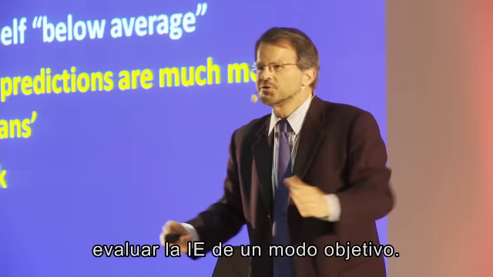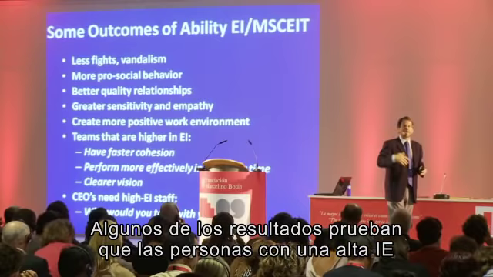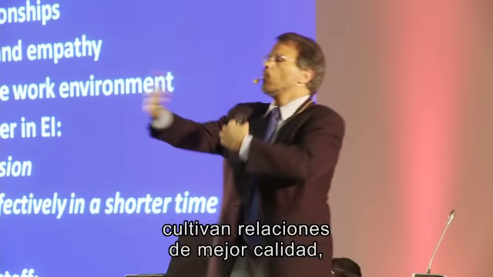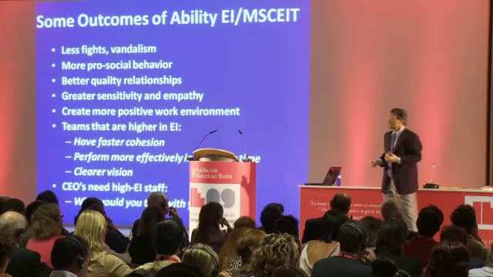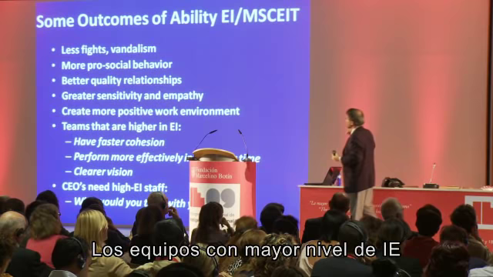Some outcomes that we see: people who have high ability EI get into fewer fights, show more pro-social behavior, have better quality relationships, more empathy, and create a more positive work environment. Teams that are higher in EI have faster cohesion. They work together better.